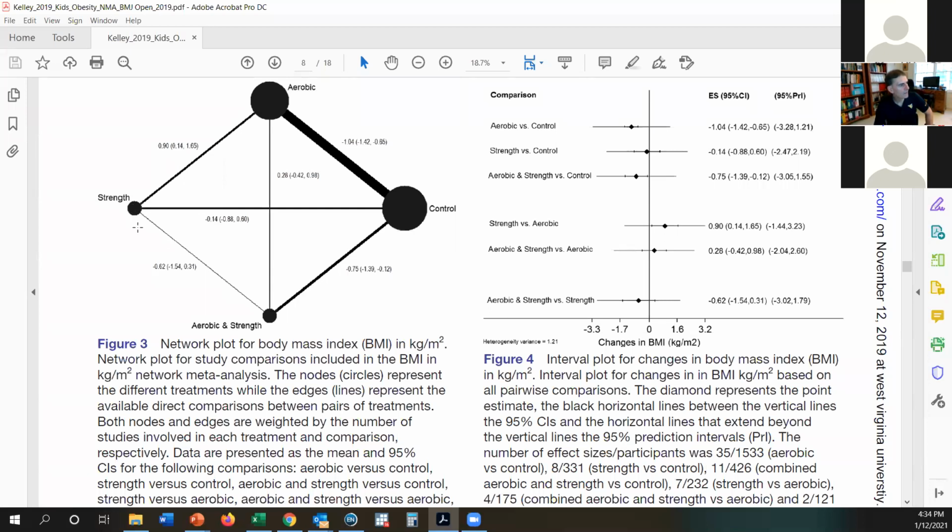And then about the same size of studies were strength and combined aerobic and strength training. So when you look at these, lines are weighted again by the number of studies or effect sizes.